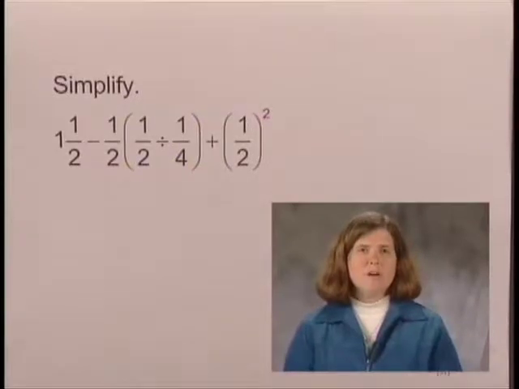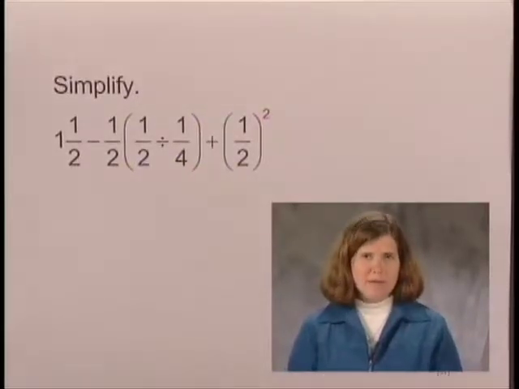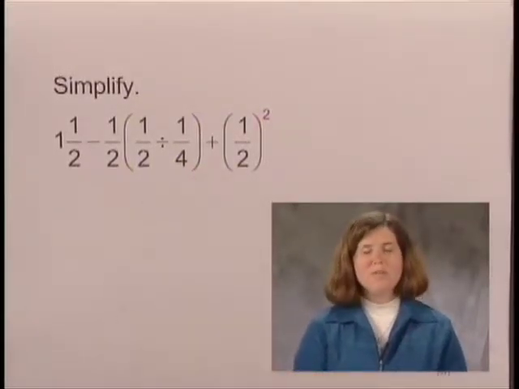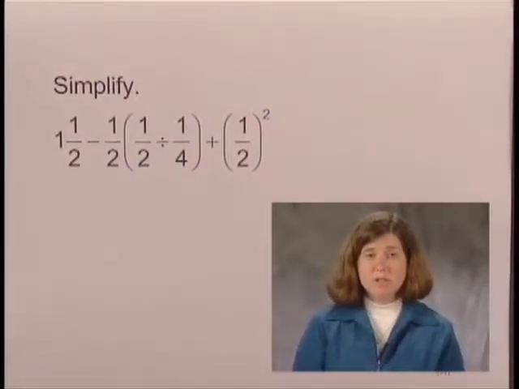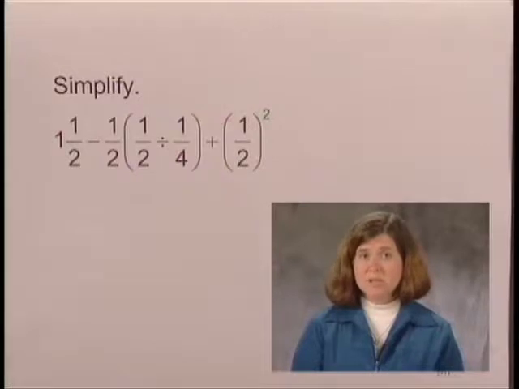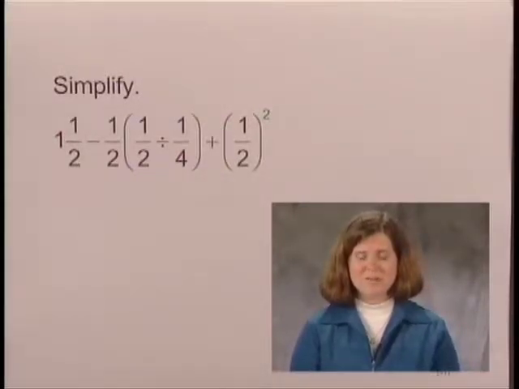The rules for order of operations state to do all operations within parentheses first, then evaluate all exponential expressions, then do all multiplications and divisions in order from left to right, and then do all additions and subtractions in order from left to right.